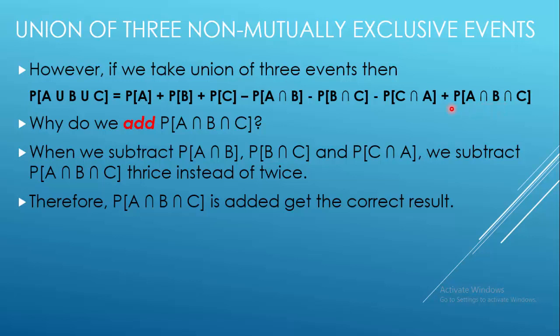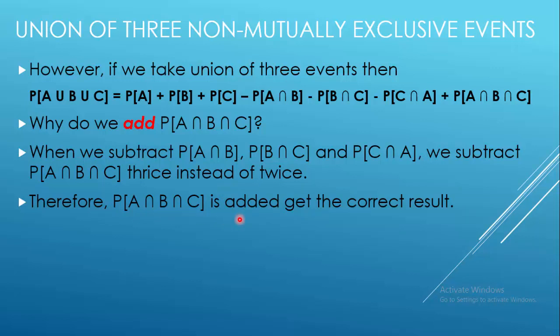Now this is a little bit confusing over here, why we are adding the intersection. So why do we add this intersection? The reason is that when we subtract A intersection B, B intersection C, and C intersection A, we subtract this part, A intersection B intersection C, thrice instead of twice. So therefore we add this to correct the result.